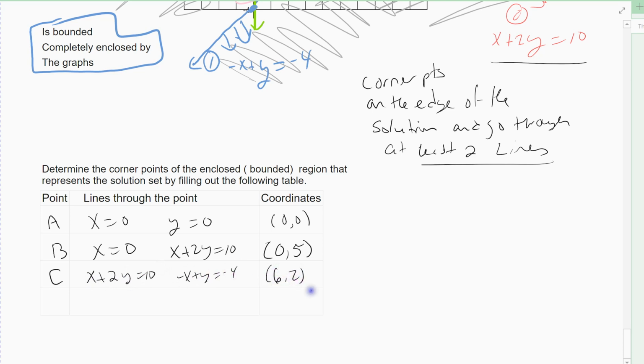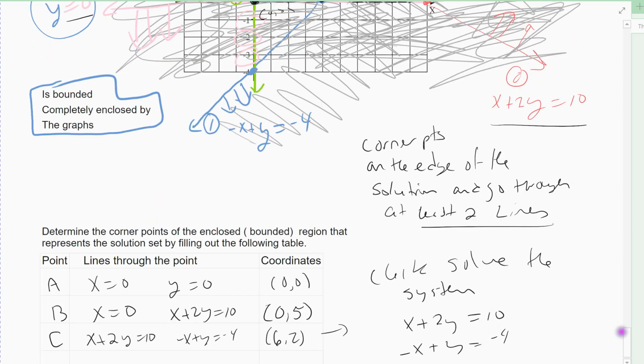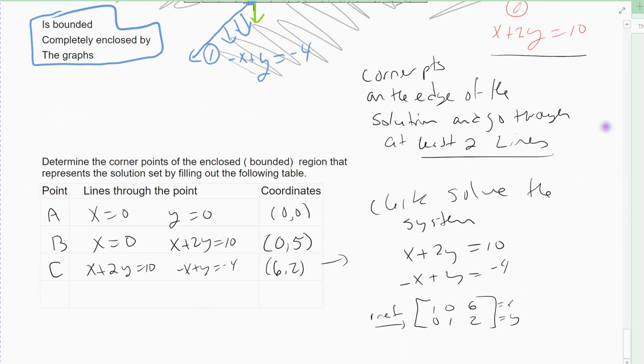I believe it's 6, 2, but how we check to make sure is it has to solve the system x plus 2y equals 10, negative x plus y equals negative 4. And you can solve it however you want. I think the easiest thing is just to type it into a matrix. And so that's what I would do. It should give you the RREF when I do that. And it does come out 6, 2, so that was correct. It's just to check to make sure, in case I didn't graph it real well, and on this tablet sometimes it is hard to graph, it might not have actually been where I placed it perfectly on the graph.